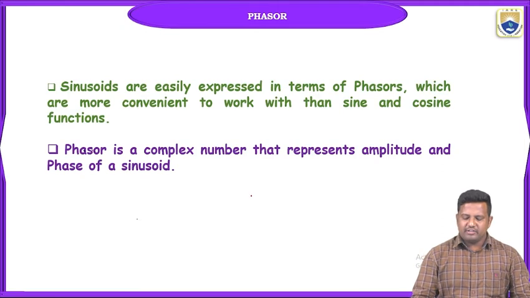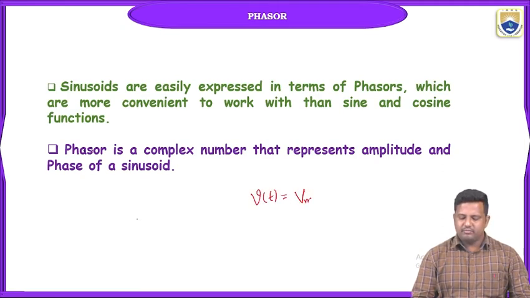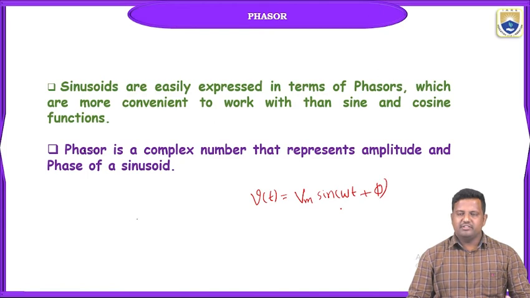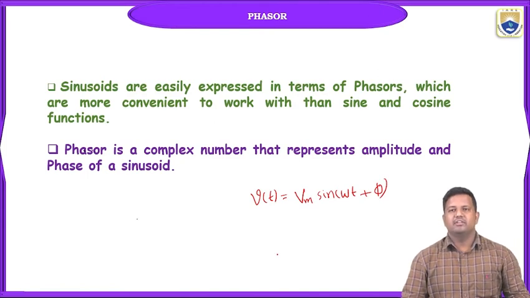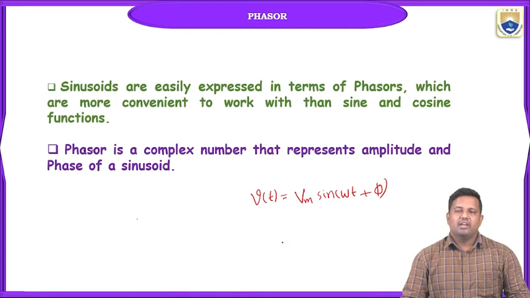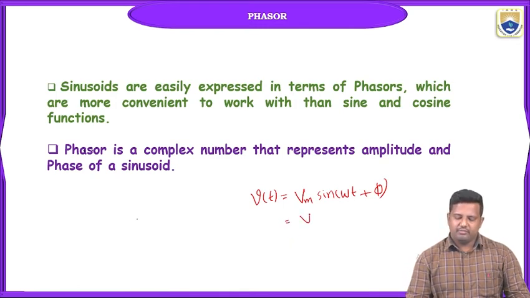Let me take a sinusoidal signal. Let me take a voltage signal V of t equal to Vm sin omega t plus phi. It is a general expression of any AC signal in a time domain representation. So a time domain signal V of t equals Vm sin omega t plus phi, or else I would take Vm cos omega t plus phi.